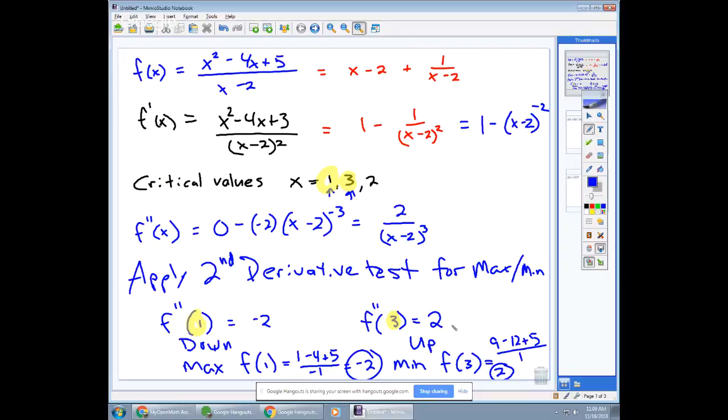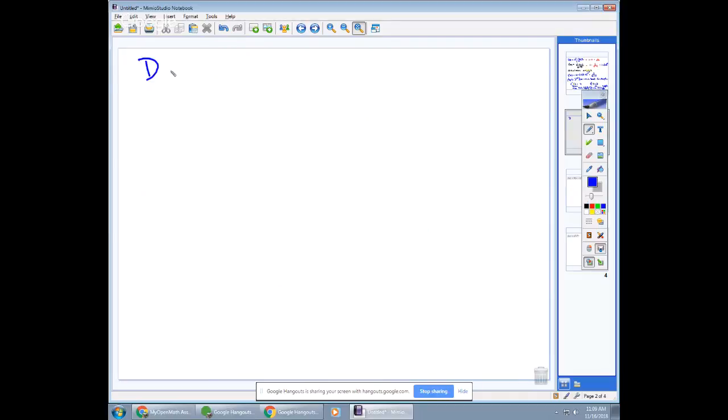All right, so let's throw a few more pieces of information in here. So we know the domain of this function is all real numbers but 2.